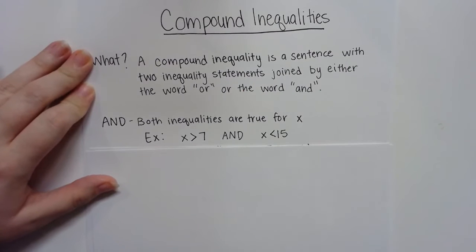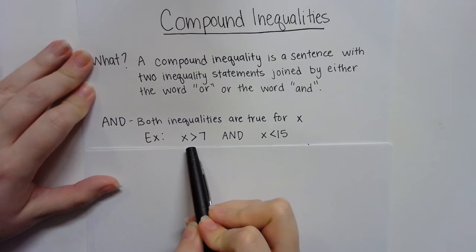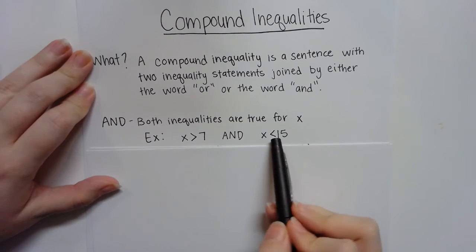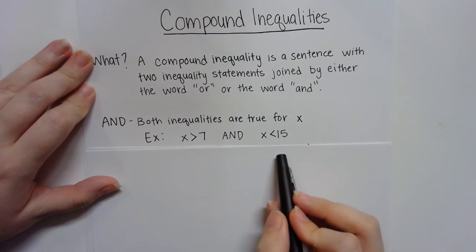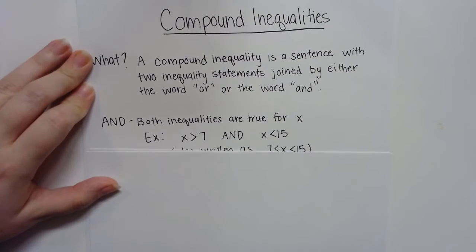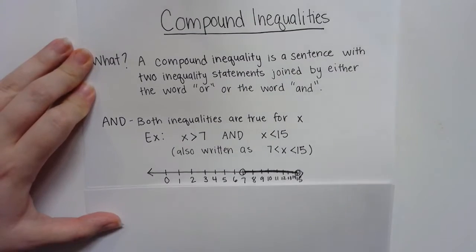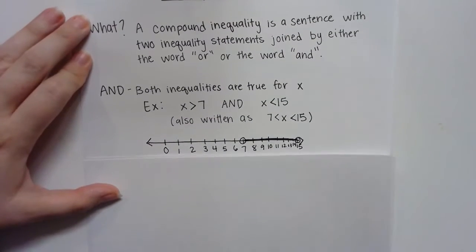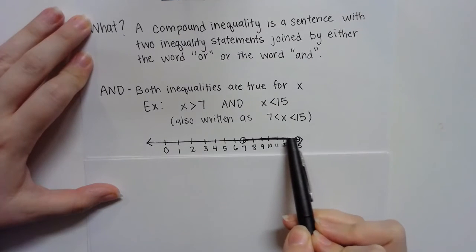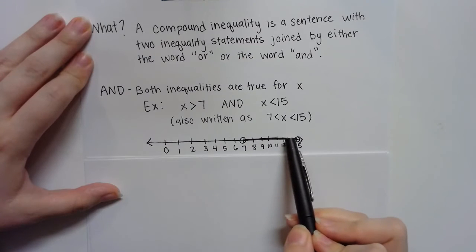So what do you think this would look like on a graph? If we were to graph x is greater than 7, we would put an open circle on 7 and shade to the right. And if we were to graph x is less than 15, we would put an open circle on 15 and shade to the left. So x is greater than 7 and x is less than 15 would be shaded just like this, where we have an open circle on 7, we do shade to the right, and then an open circle on 15, and we do shade to the left, but we stop at the other number, so we only shade between.